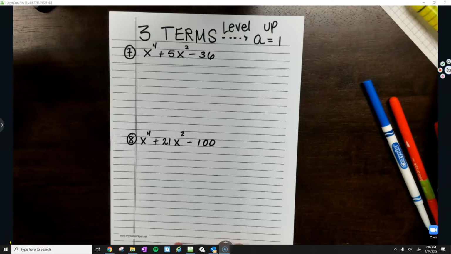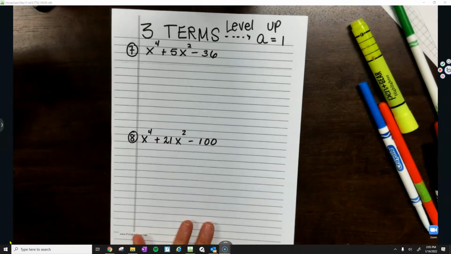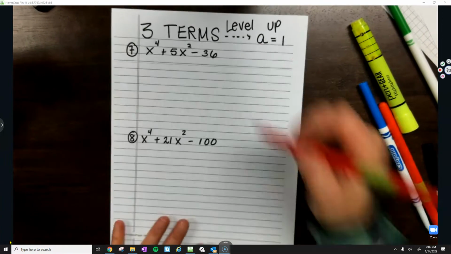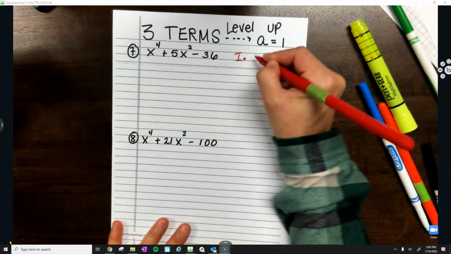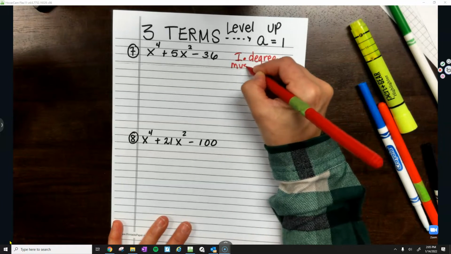3 terms. So we have x to the 4th plus 5x squared minus 36. If you notice the a value is still 1, you don't have to worry about a GCF. But here's what you do have to worry about. Your degree must be even.